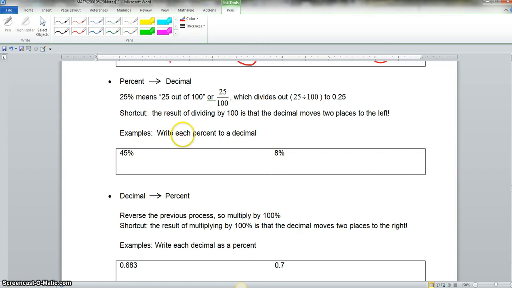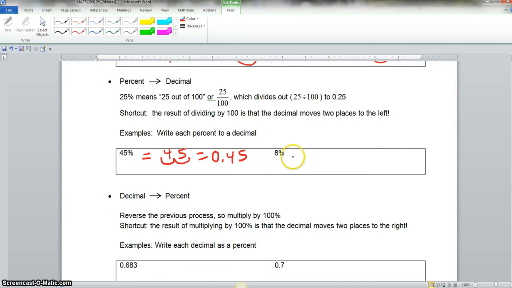So let's watch this here. It says here, the shortcut. It says the result of dividing by 100 is that the decimal moves 2 places to the left. So what we would do here is 45% means 45 over 100. So we can write 45, and remember, this means that the decimal moves 2 places to the left. So our final answer would be 0.45.